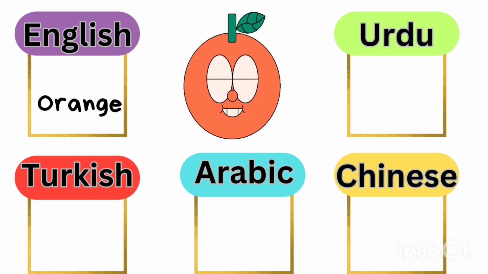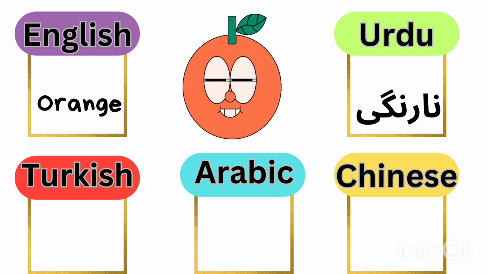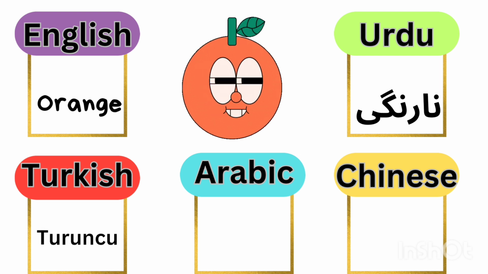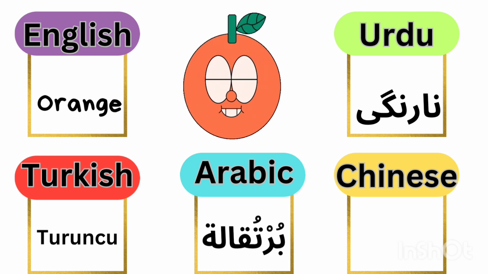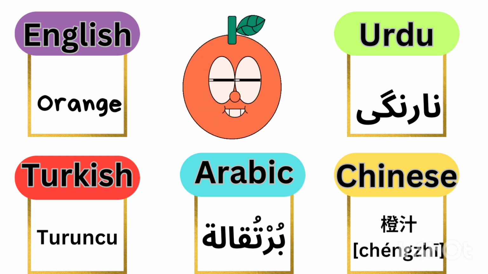This fruit is called in English orange. In Urdu, narangi. In Turkish, turuncu. In Arabic, burtuqal. In Chinese, changse.